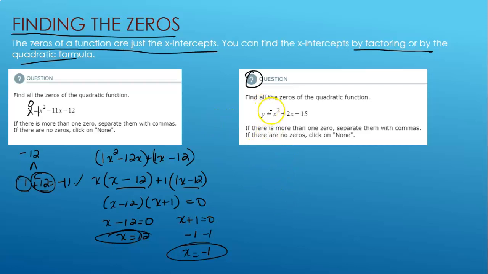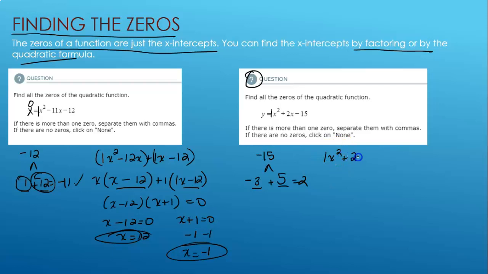If you're using factoring, you're going to multiply a times c. So we're looking for two numbers that multiply to be negative 15 and add to be 2. So I'm looking for two numbers that have a difference of 2. So 1 and 15 will not do it, but 3 and 5 might. I need one of these to be negative, but I need the 2 to be positive, so that must mean the 3 is negative. I'm going to go ahead and factor this.